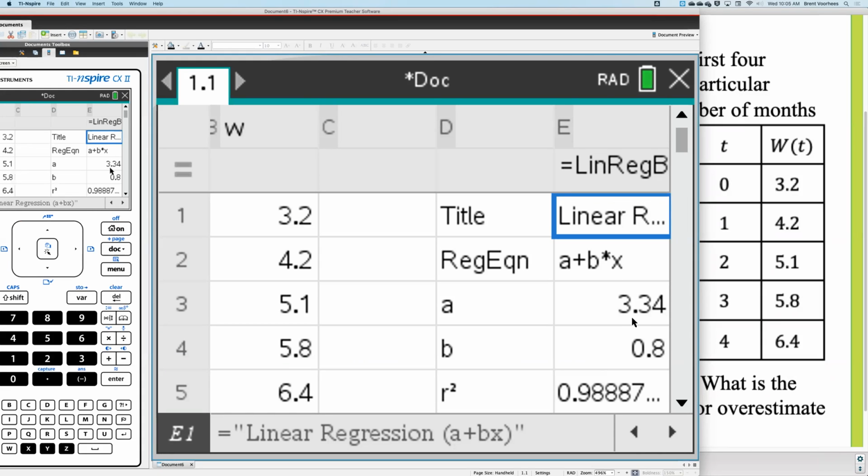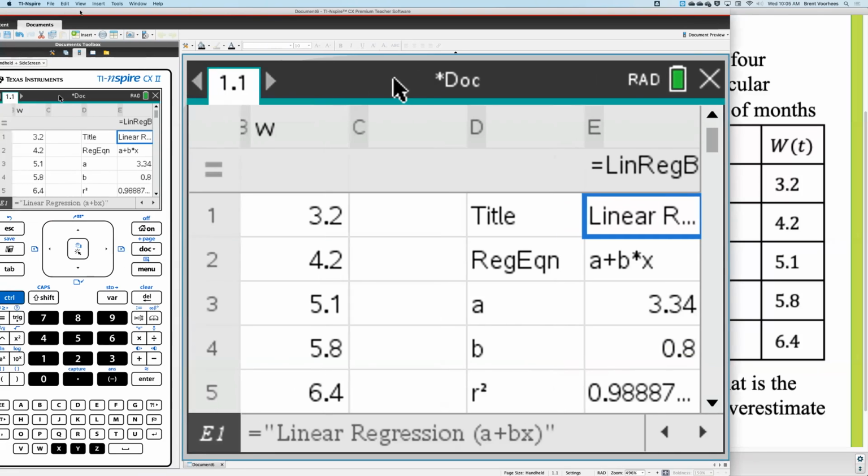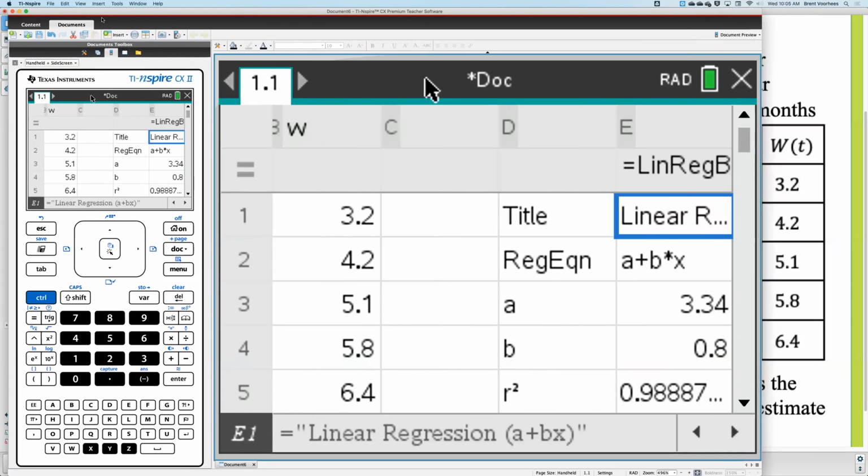Did y'all get the same values as me? Make sure I didn't make a typo. Are you getting 3.34 for your A and 0.8 for your B? All right. How accurate is this? If it says 0.9887, is that accurate? Not very accurate. It's a good model. It's a good model. Okay. So y'all should have your values here.